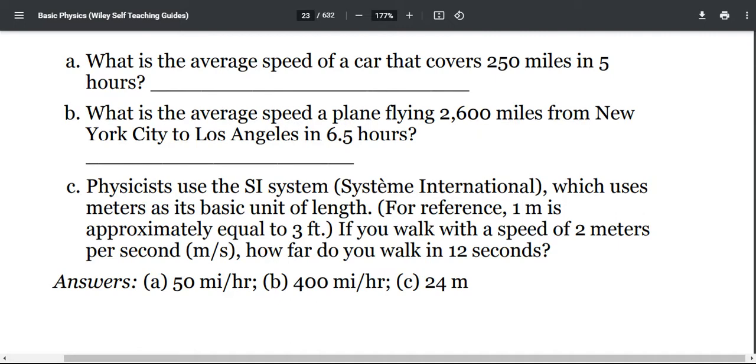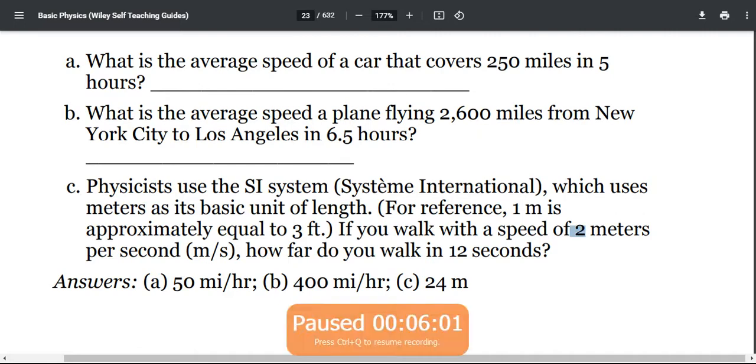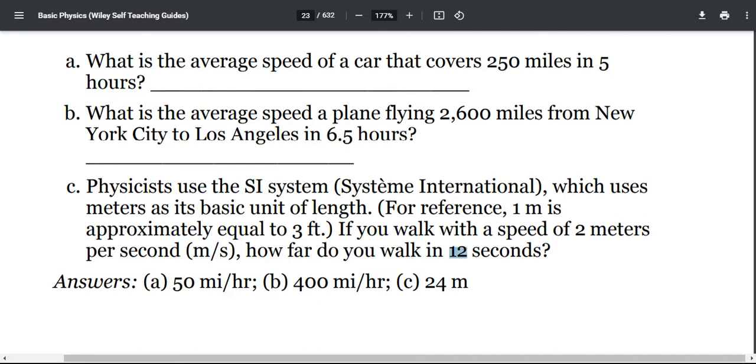The answer is very simple. If you walk with a speed of 2 meters per second, how far do you walk in 12 seconds? Obviously it is 2 times 12, because you are walking for 12 seconds. So if your average speed is 2 meters per second, that is how far you walk.